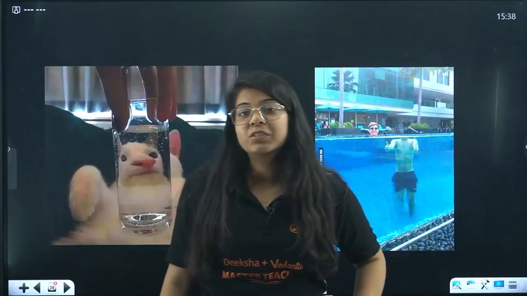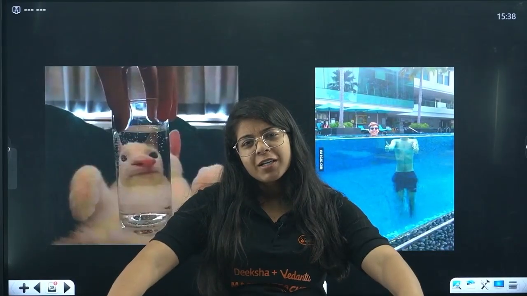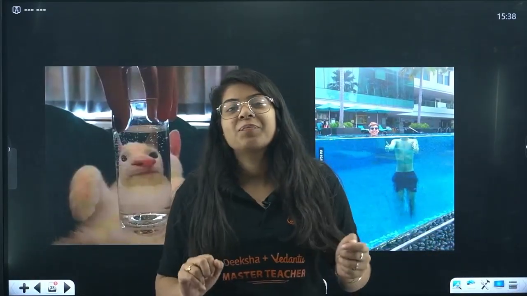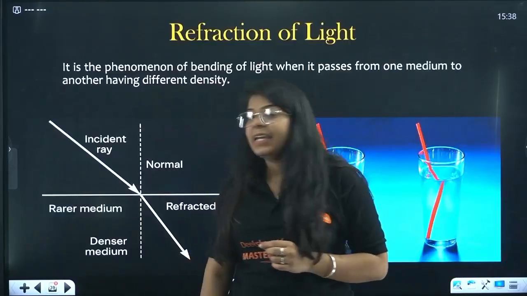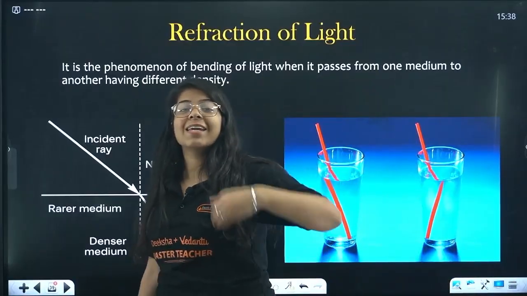But do you see inside the pool, right? The person looks a little bit short, but their actual body is tall. They are tall, you know that. But they look a little bit short and a little bit distorted. So, what is happening? That, beta, is refraction. Refraction, our second phenomenon.